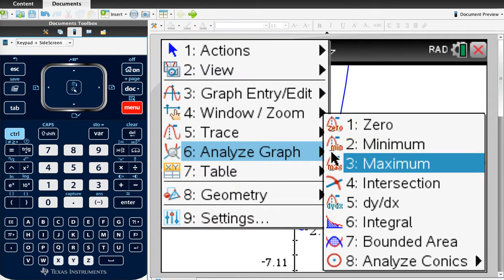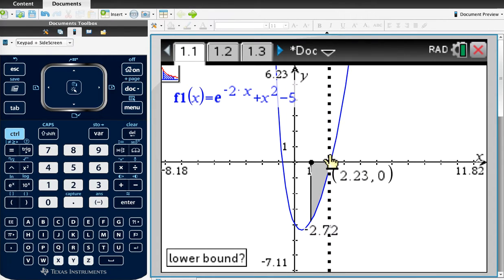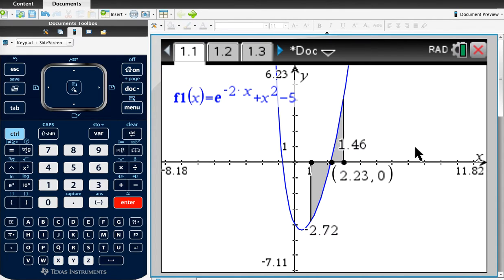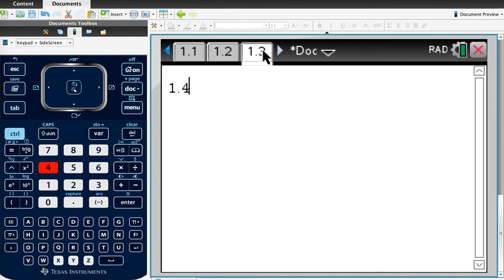I'll do the same again. Menu, Analyze Graph, Integral, click on the intersection point to be my lower limit, and then I could just type in 3 to make sure it goes exactly to my upper limit, and I get 1.46. So what I could now do is take those values, obviously make the negative one positive, and add the two together. So ultimately that will then give me the true area. So 1.46, add 2.72 gives me my area of 4.18.